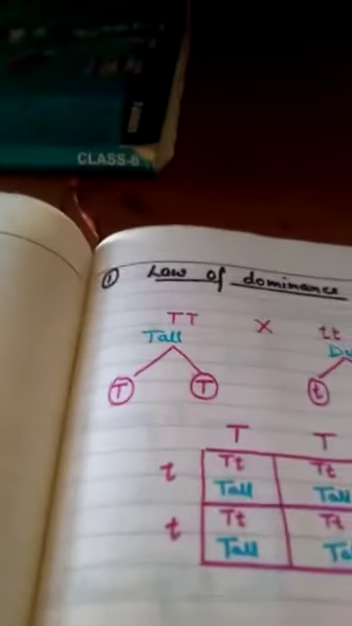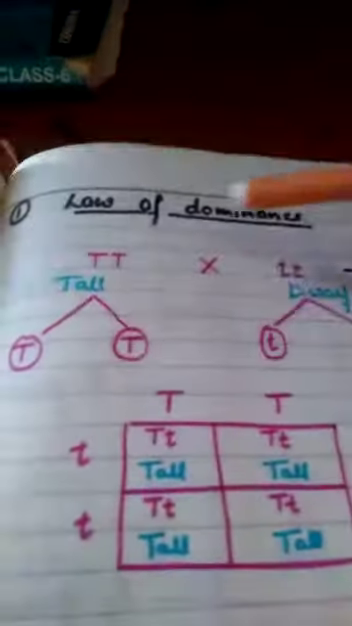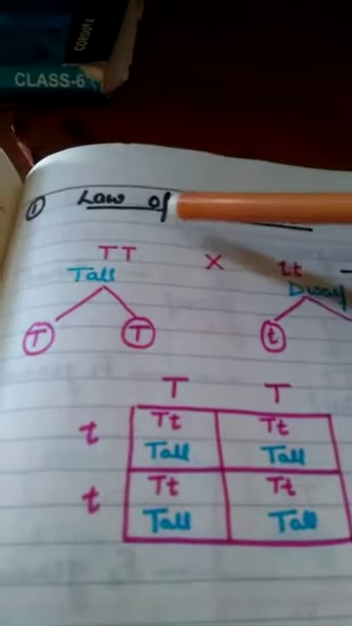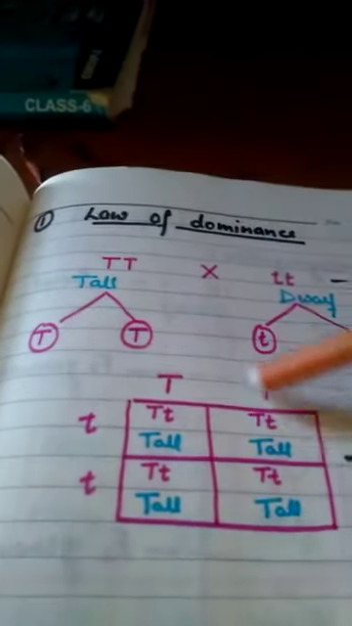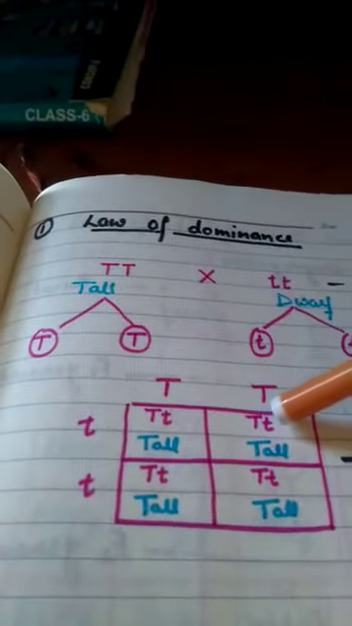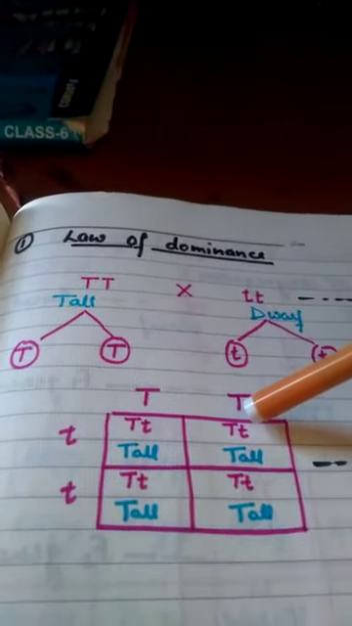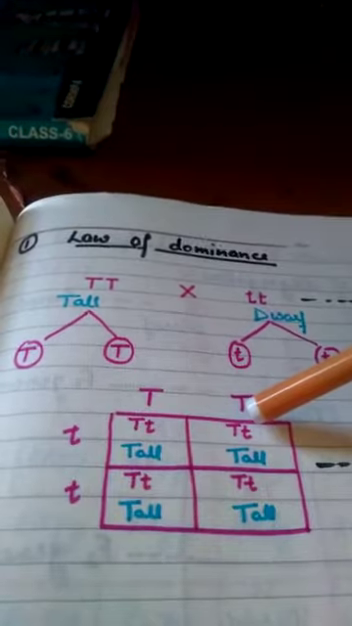Now on the basis of Mendel's experiments, three laws were formulated that are called the laws of inheritance. The first law of inheritance is the law of dominance. For explaining this law of dominance, let us see this monohybrid cross. A monohybrid cross means a cross in which only one character is considered.